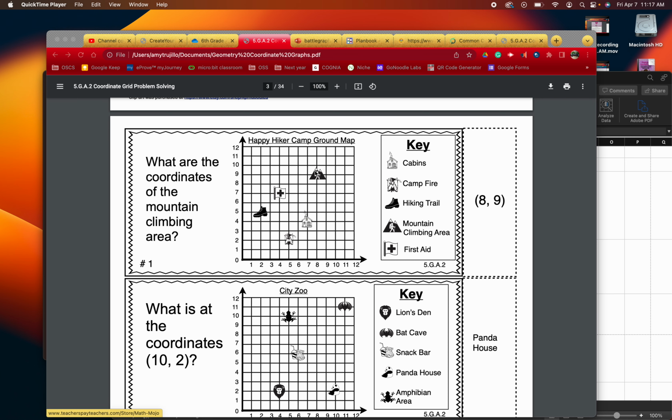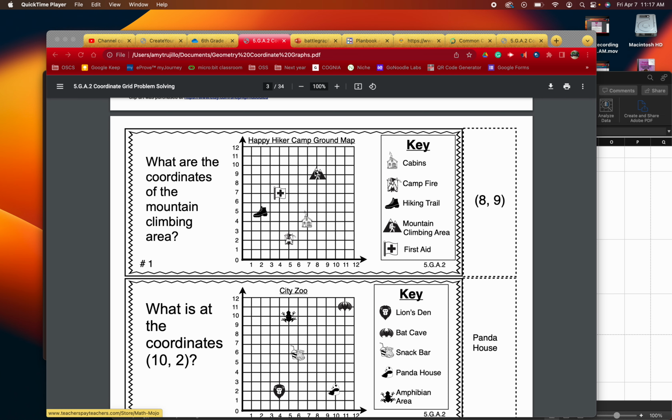For a coordinate version, you could have one person hold the card and place people on the grid. Place somebody as the mountain climbing area, place somebody as the first aid area, place somebody as a hiking trail, etc. And then somebody's asking questions. Okay, what are the coordinates of Alex over there, who's standing at the mountain climbing area? Oh, it's 8 and 9.